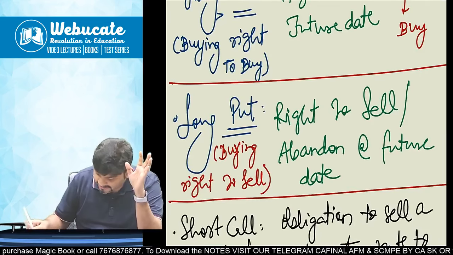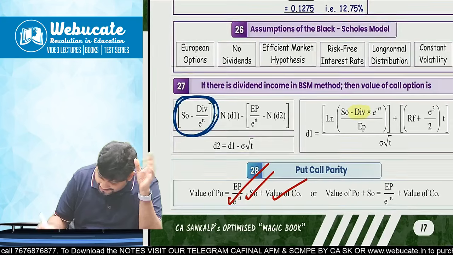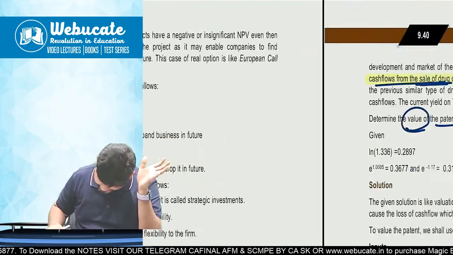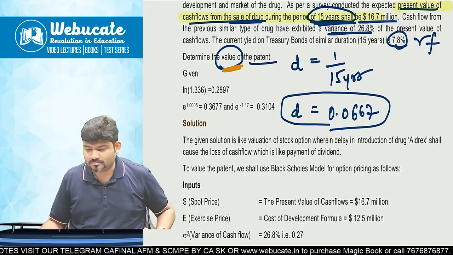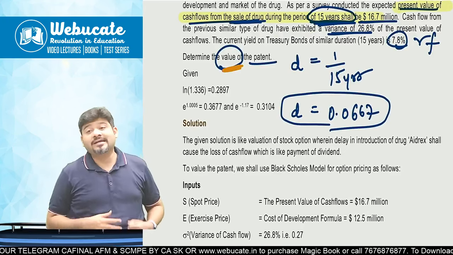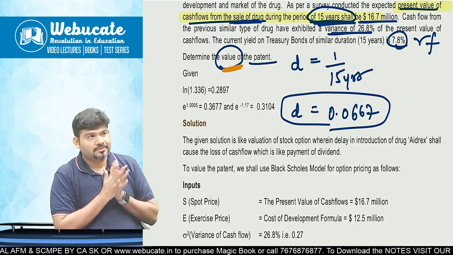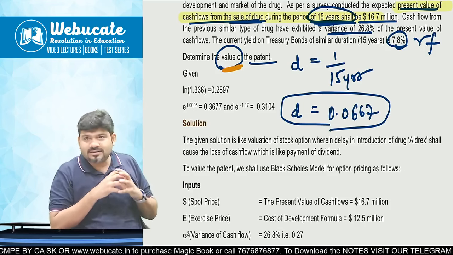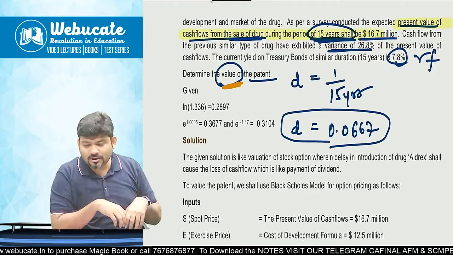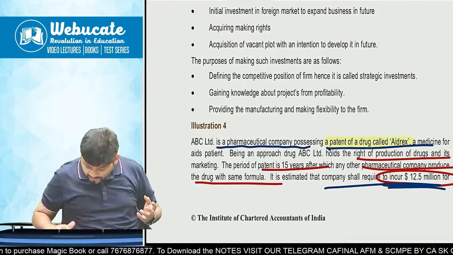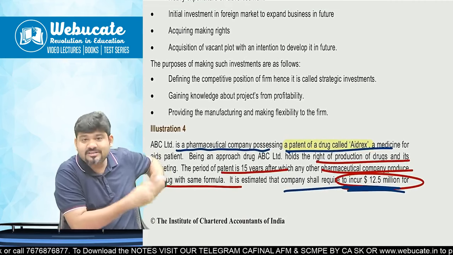Okay. So your question is, sir, then it should be right to sell. No. Why right to buy? Because if we are planning to sell it in the future, why is it not a right to sell? I'll tell you. So the logic that is being used here is that we are already holding this patent. We are going to benefit from the $16.7 million that we are going to earn, plus we will have to incur $12.5 million.